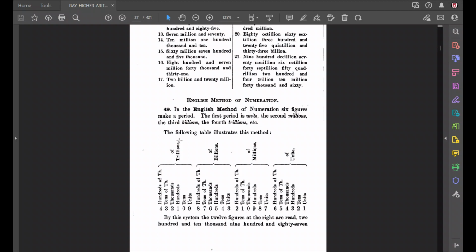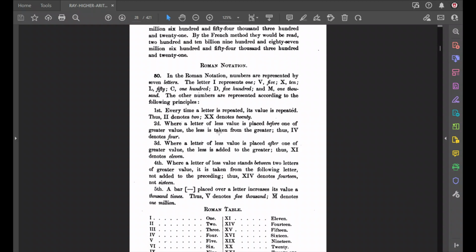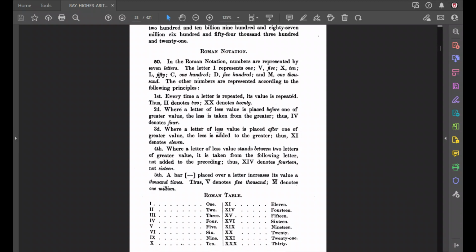I don't know anyone who uses this method, so it's really just helpful, I guess, for the sake of some history or trivia about numeration. So you may encounter that in a book, but know that there's another method known as the English method of numeration. And then lastly, in Article 50, we have the system of Roman notation.